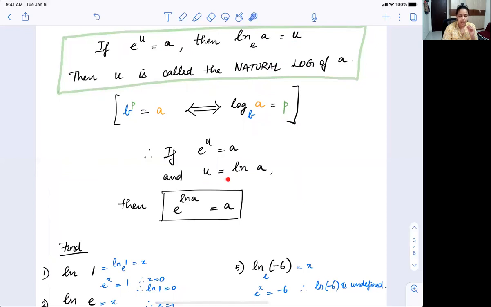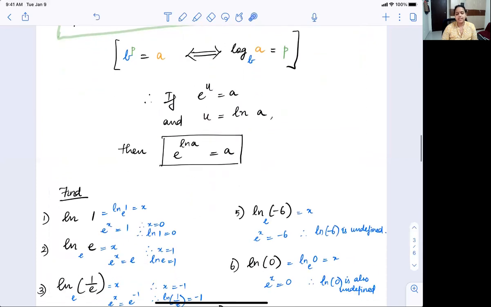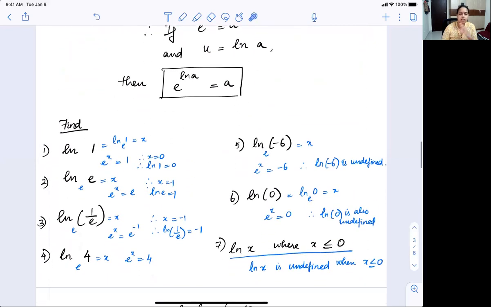And now, given that we have an expression for u here, if we plug that back into the first expression, we get e power ln a, it's just a. Okay, and all of this just derives from the way in which logarithms are defined. Now let's do a few examples to understand how this ln function behaves.